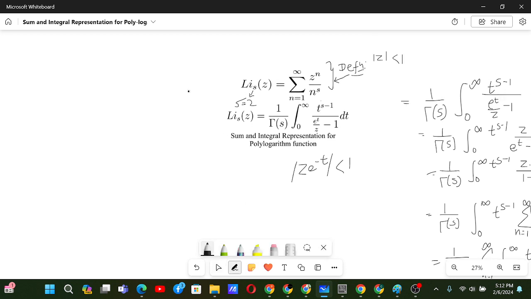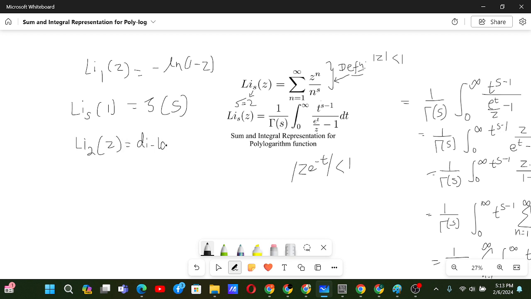Actually, the sum is just the definition. And if you haven't watched my other video, there I described how when s equals 1 this expression is just minus ln of 1 minus g, which is a logarithmic function, and when g equals 1, this is just the Riemann zeta of s, and when s is 2, we call this the dilogarithm function. And such functions are important because they can be seen in many integrals, and if their properties are known, the integrals are really simplified, and yeah, this does help.